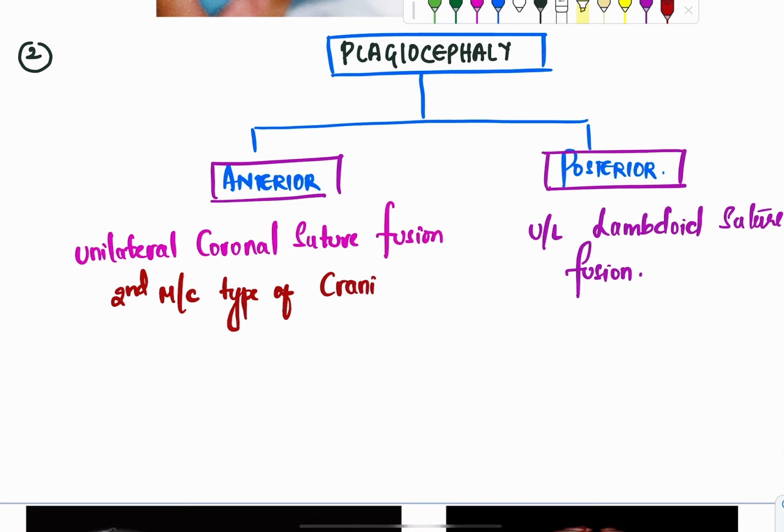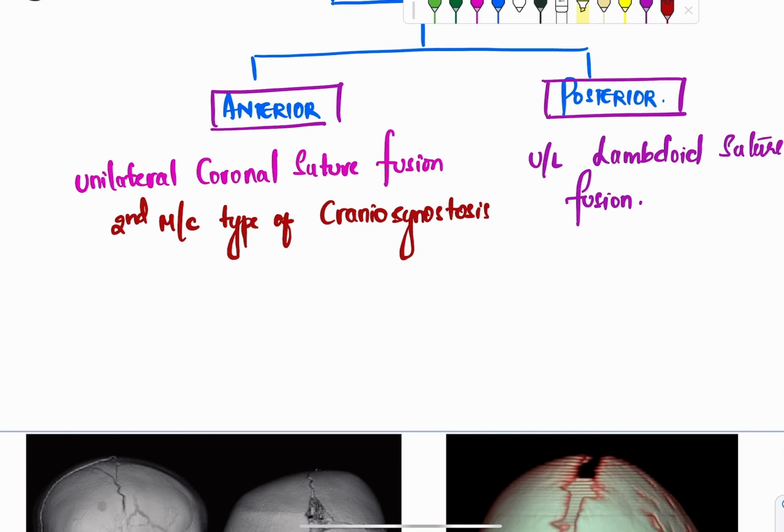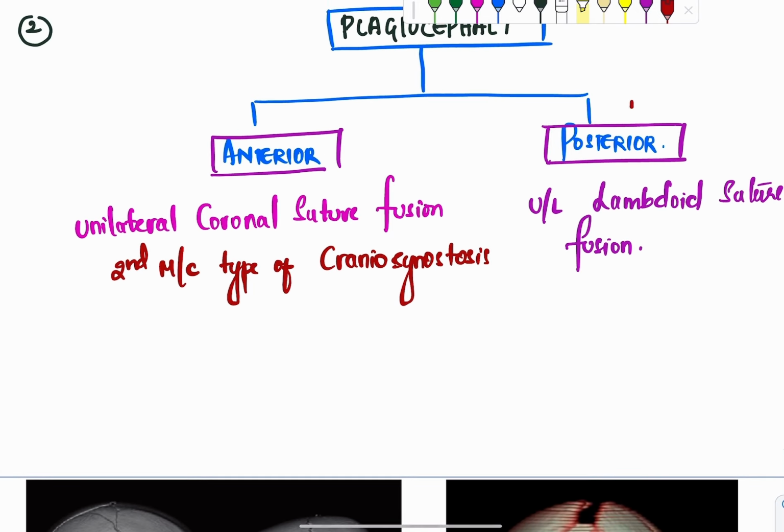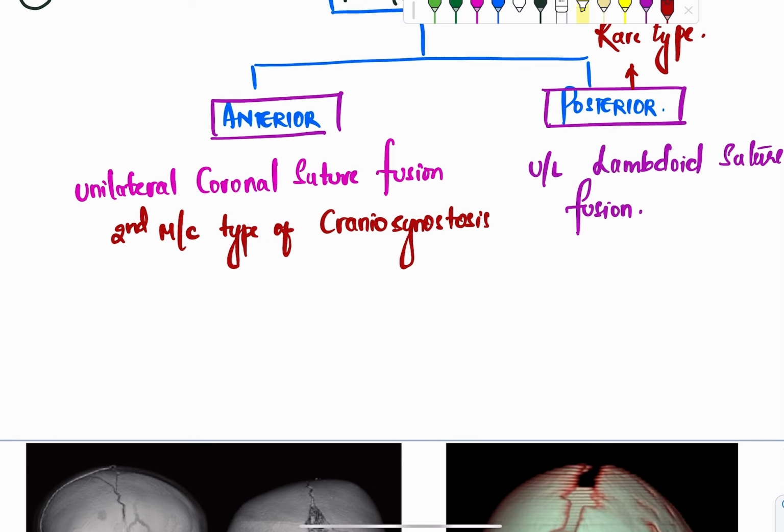Let me write it down. Craniosynostosis. This is the second most common type of craniosynostosis. And if I ask what is the rarest type of craniosynostosis, that is posterior. So this is the rare type. Okay, so this would be the rare type. Now just look at the pictures, guys.